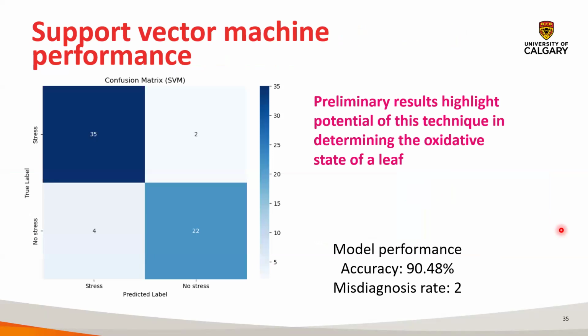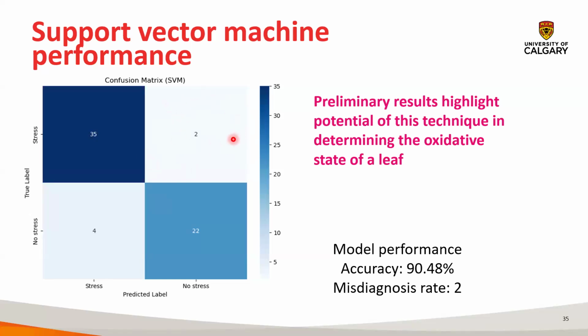And so these are some preliminary results of what we did. And we found that we were able to classify leaves with up to 90% accuracy of whether they're stressed or whether they're healthy. So this is determined by the confusion matrix, where the diagonal elements are correctly identified results and the off-diagonal elements are the incorrect ones.